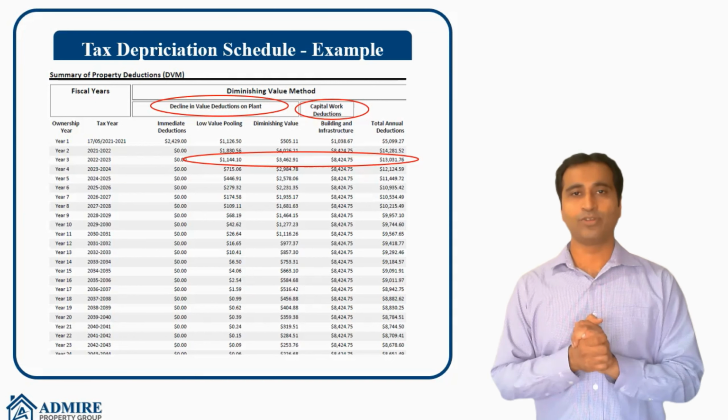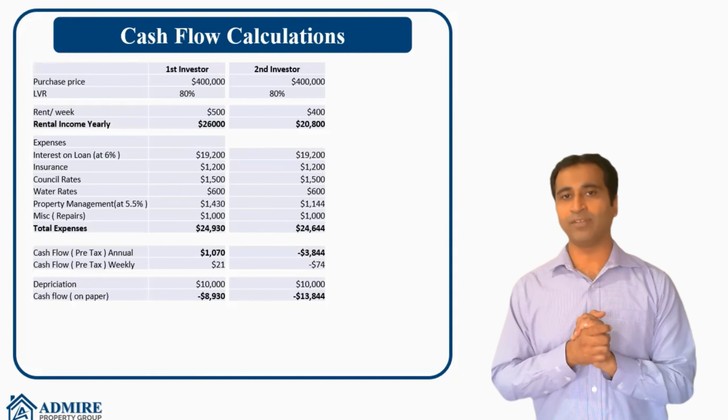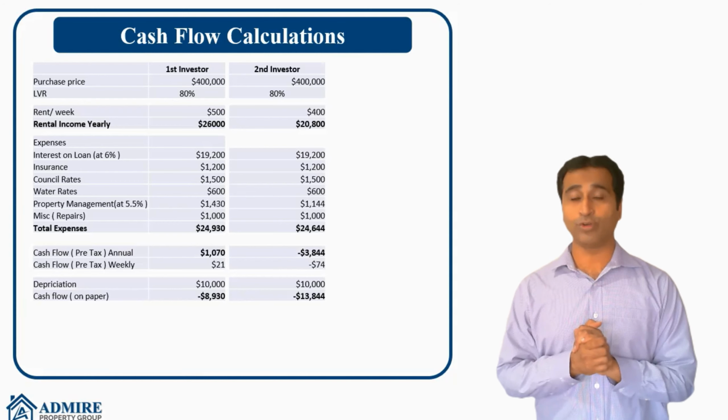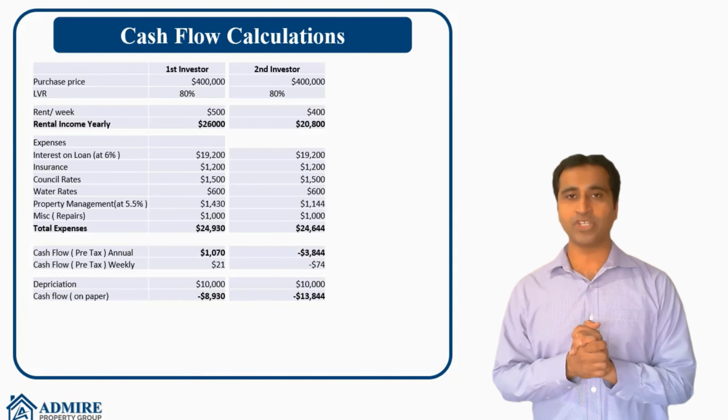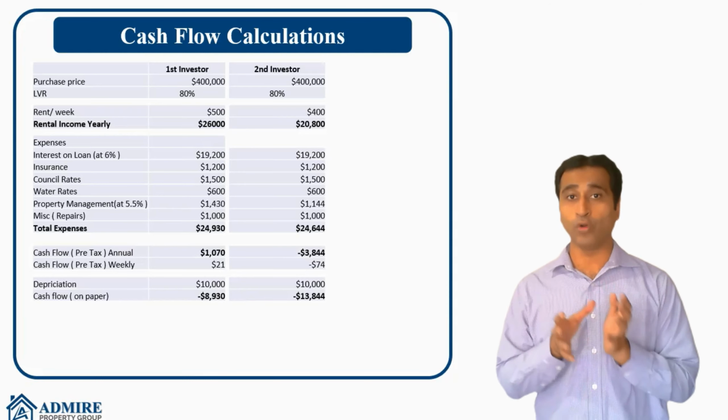So the claim for depreciation can range from $3,000 or $4,000 up to $20,000 or $25,000, depending upon the value of the property. Let's consider an example of a depreciation amount of $10,000, which both the investors can claim on their rental property. So if we include the depreciation assumption of $10,000 in both cases, let's see what is the difference in the figures now. In the case of the first investor, the cash flow on paper comes out to be $9,000 in negative. And in the case of the second investor, it comes out to be approximately $14,000 in negative. So this is cash flow on paper. It means both the investors are losing money on paper.